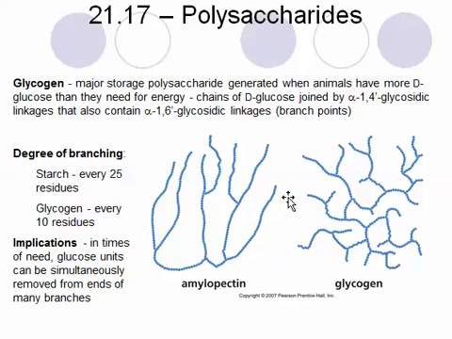So this is the way that we store glucose for our energy needs. Your body goes through and begins breaking these little branches of glucose off and using it as it needs it. But this is the difference between amylopectin and glycogen. It's simply the number of branch bonds that we see.